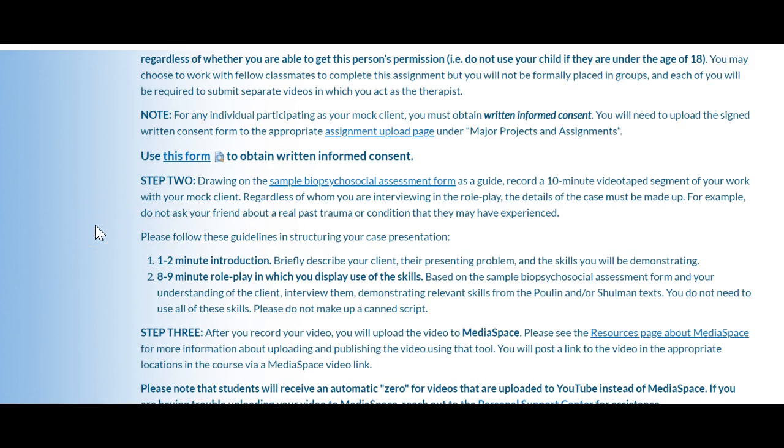Regardless of who you're interviewing in the role play, the details of the case must be made up. So don't ask a friend about a real past trauma or a condition that they've experienced. Make sure that it's something that they're role-playing and not their own experiences.